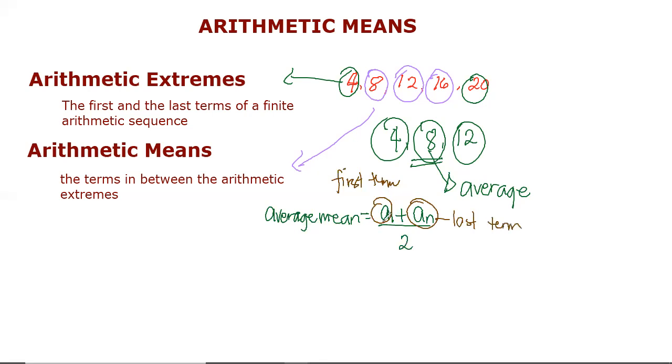Kapag sinabi nating a sub 1, this is the value of the first term, and a sub n is the value of the last term. So don't forget that, and you always need to divide them by 2. Take note, kapag po isa lang ang pinapahanap na mean, yung average mean lang po ang pinapahanap. Sige, let's have an example about this.